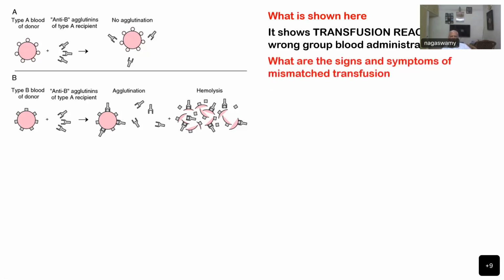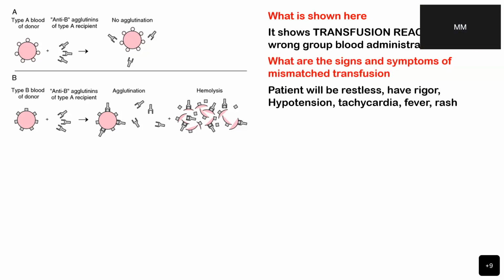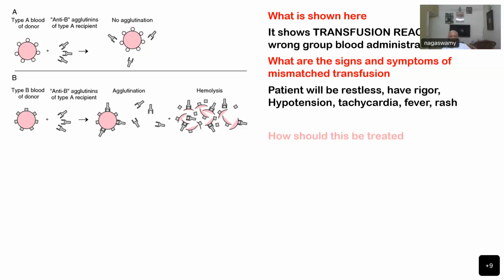What are the signs and symptoms of mismatched transfusion? If you give a wrong group, further things will happen to the patient. Fever, tachycardia, chills and rigors, rashes. Good, excellent. The patient will be restless, may have rigor, hypotension, tachycardia, fever, and rash. All these things are the features of mismatched transfusion.